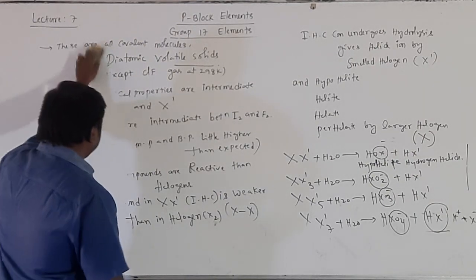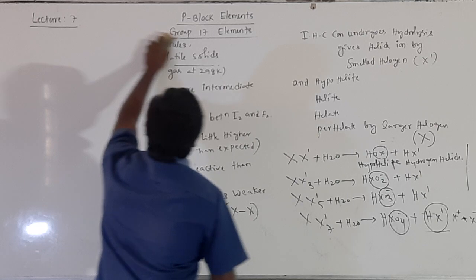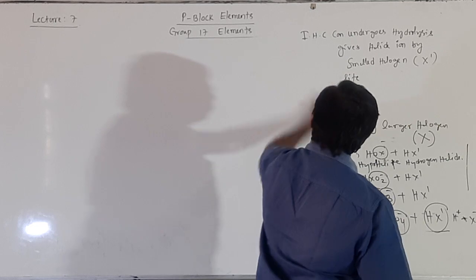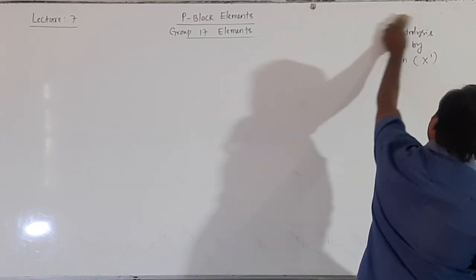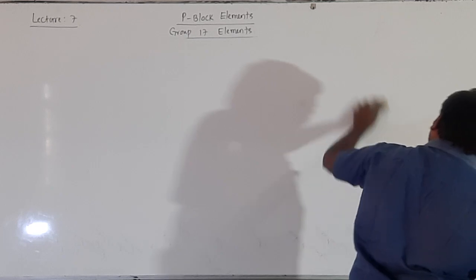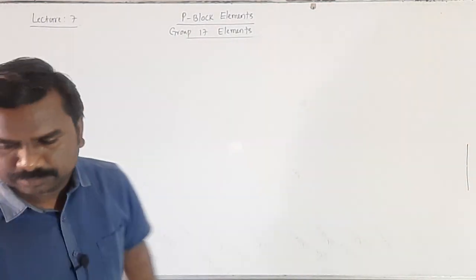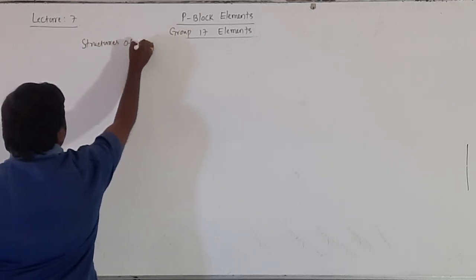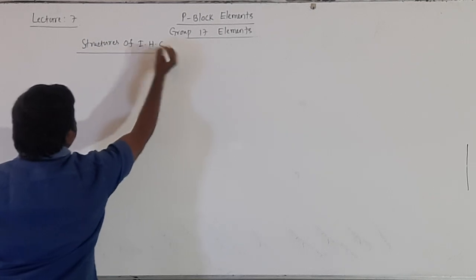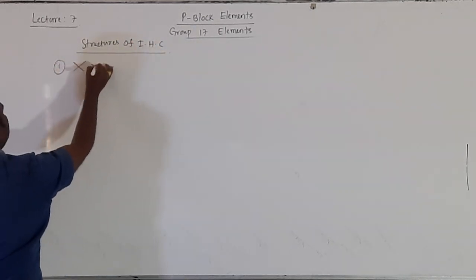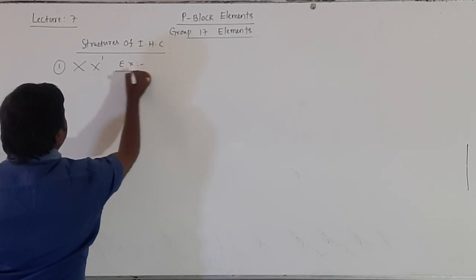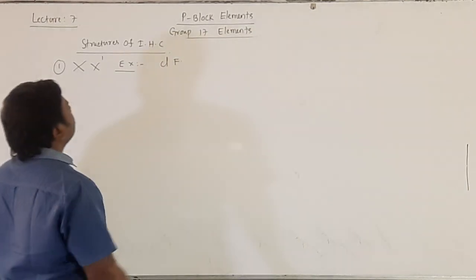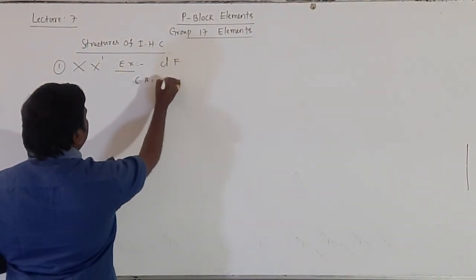Structures of interhalogen compounds. In that, first one is XX'. For this the example is ClF. It is the large one, and it is the small one. Now, the central atom is chlorine.